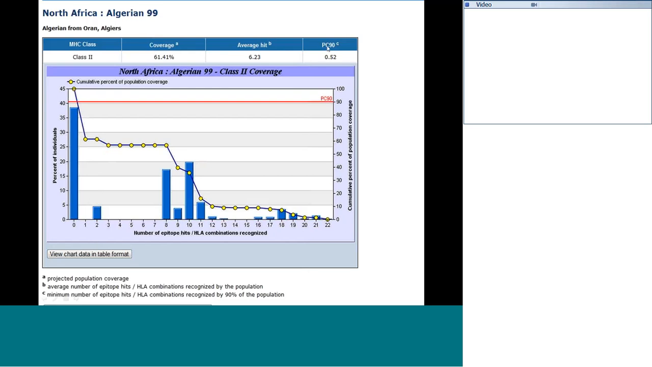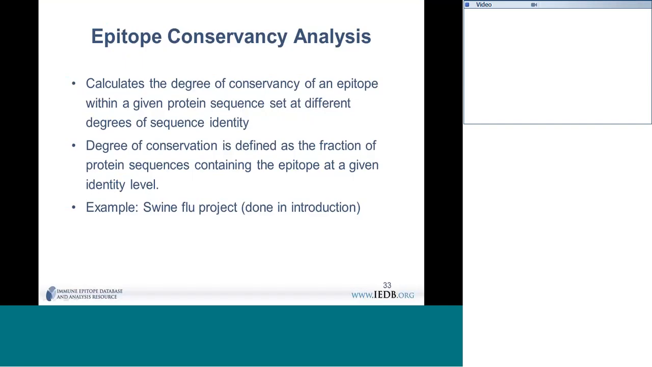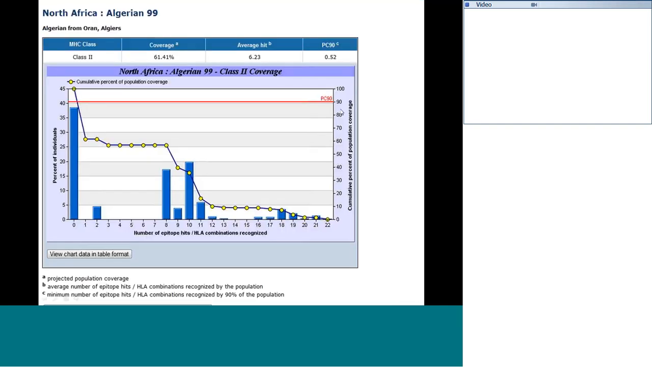So the PC90 is essentially the minimum number of epitopes recognized with 90% confidence, and that's like half an epitope in this specific set. Yeah, so these plots are somewhat complex, but they can be useful for seeing if the sets of epitopes that you have are likely to be recognized not only in the population that you derive them in, but also in another one.